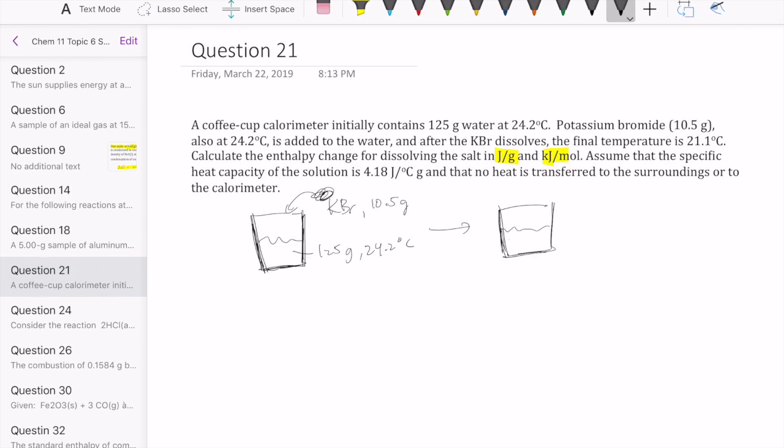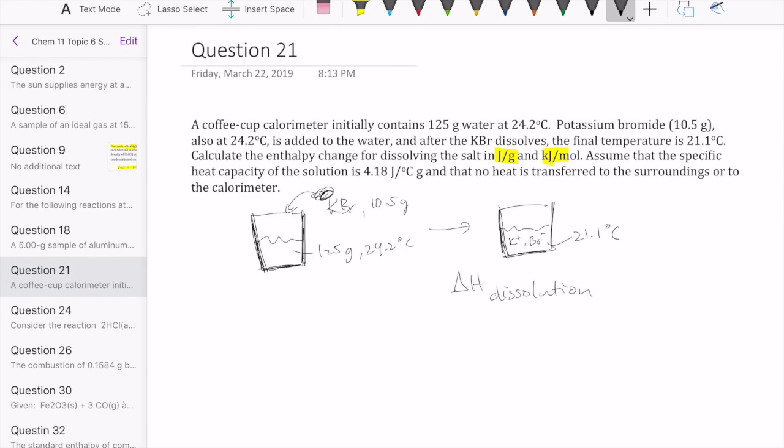That's a soluble salt, potassium bromide, so it dissolves. So basically, imagine what you have. You have your ions, right? Because it's a soluble salt. So those guys are floating around. And now that temperature is 21.1 degrees Celsius. So how do we figure out the enthalpy of dissolution, which is when the potassium bromide dissolves and the temperature changes? That process has a certain enthalpy associated with it. So how do we get that enthalpy?